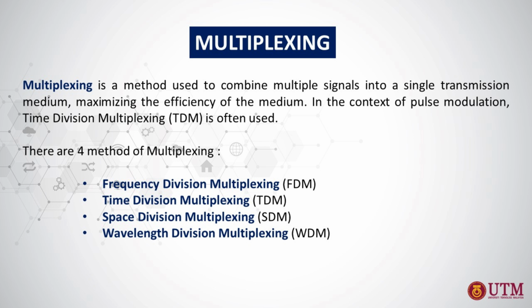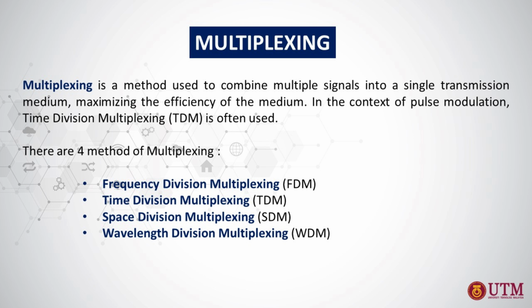Frequency division multiplexing (FDM) assigns distinct frequency bands to each signal, enabling simultaneous transmission over a single medium. In pulse modulation, time division multiplexing (TDM) is a common approach where time slots are allocated to different signals, allowing them to share the same channel without interference.